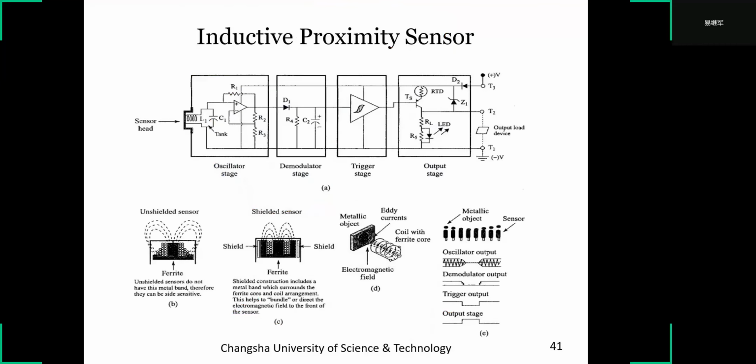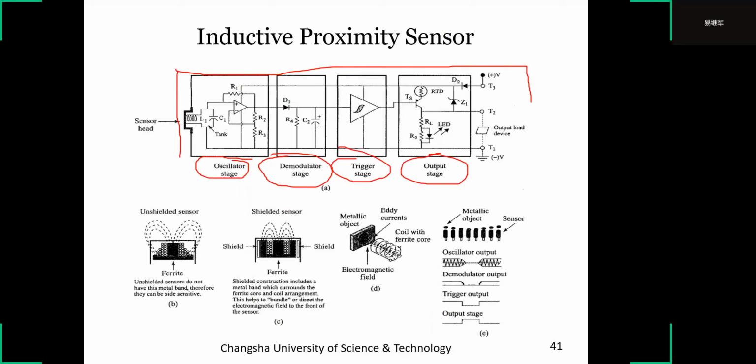It's the inductive proximity sensor. Oscillator stage, demodulator, trigger stage, output stage. Put this together, and we get the inductive proximity sensor.